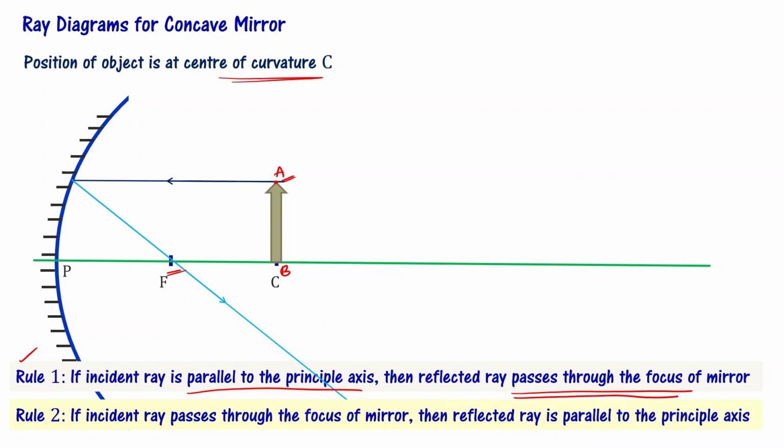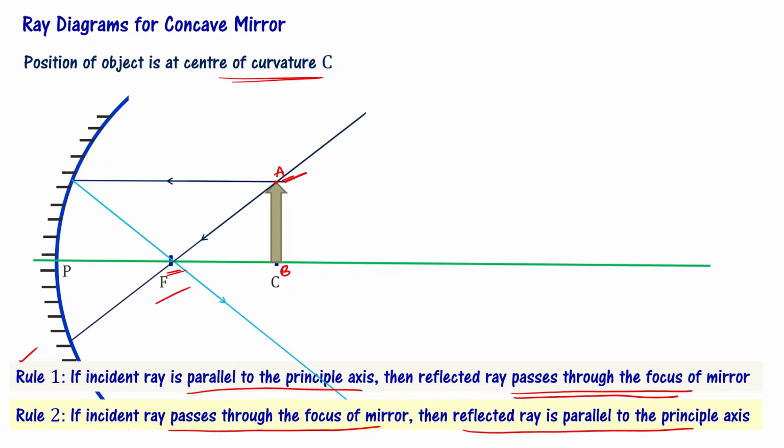For that, I am going to use rule number 2. It says that if the incident ray passes through the focus of the mirror, then the reflected ray is going to be parallel to the principal axis. So let me draw a ray from A that passes through F. Okay, this is the point of incidence. From here, it reflects, and the reflected ray is parallel to the principal axis. So you see, these 2 reflected rays have intersected here, right? This is the point of A in the image. Let me denote this as A prime.